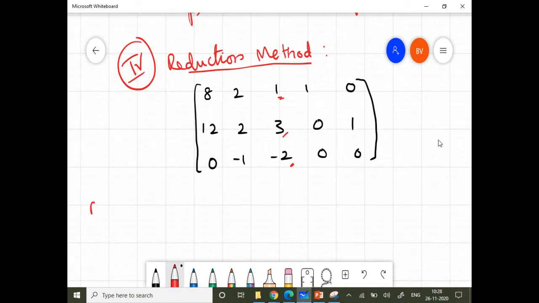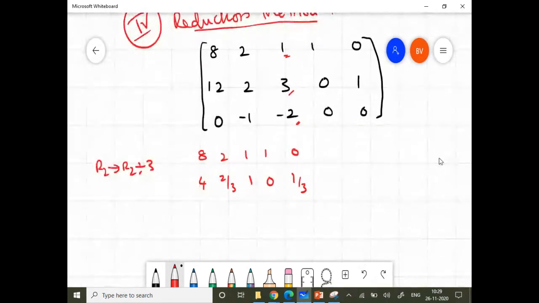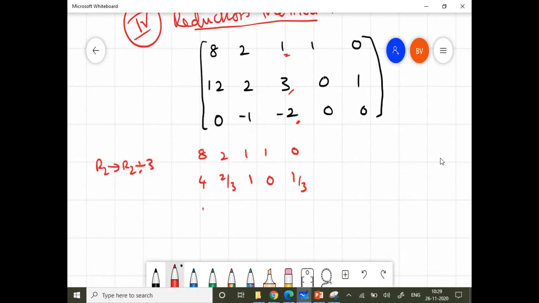So formula number 1: row 2 should be row 2 divided by 3. So no change in the first row: 8 2 1 1 0. The second row will be divided by 3: 12 over 3 is 4, 2 over 3, 3 over 3 is 1, 0, 1 over 3. Next, no change in the third row: 0 negative 1 negative 2 0 0. That's it. Now write formulas for converting this element and this element to zeros.